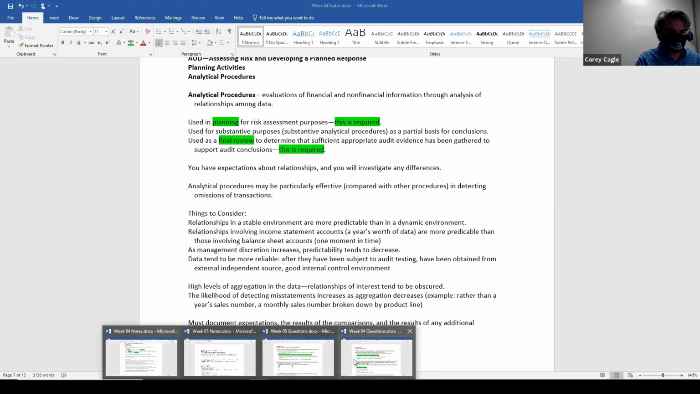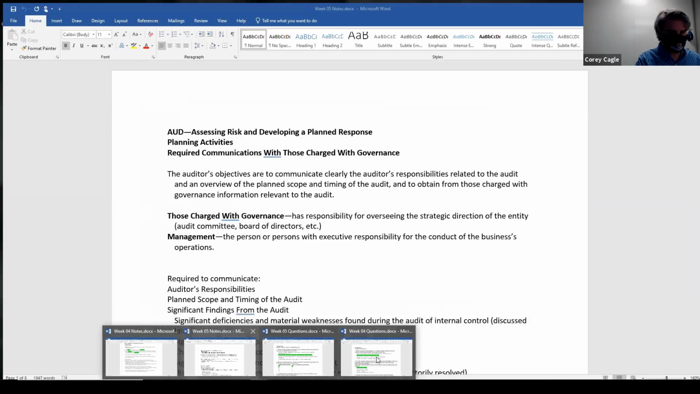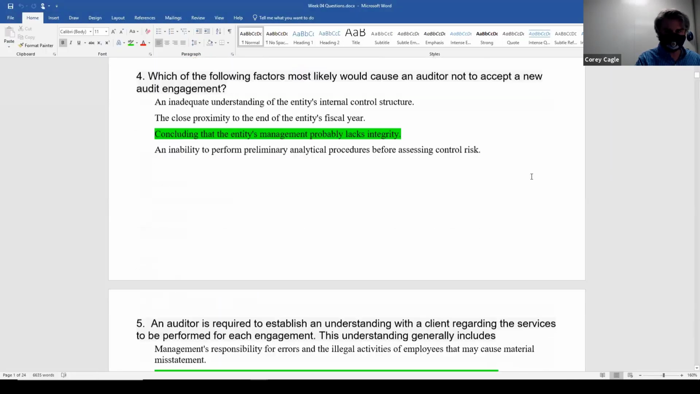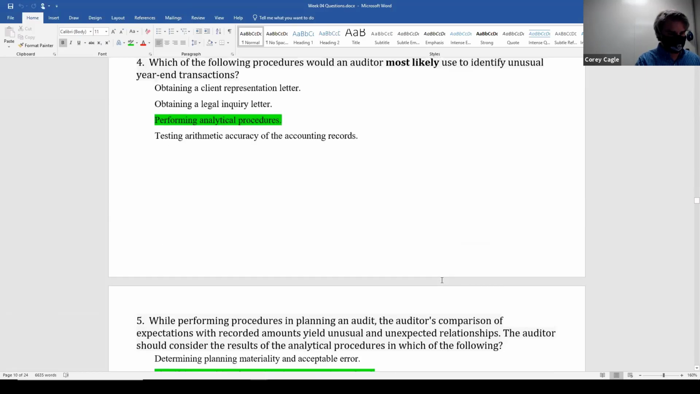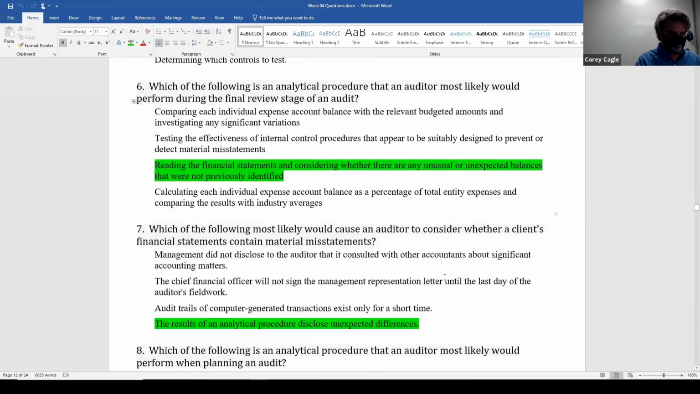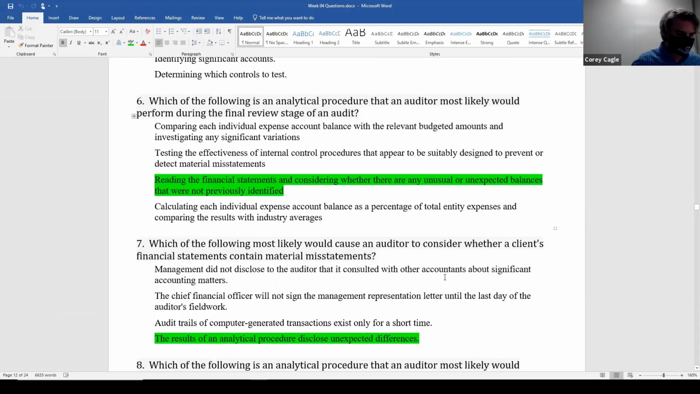They gave us way too many questions on analytical procedures. Some of these are pretty crappy. The first 5 of them are kind of junk. So let's get on into maybe some of the better ones. And all of them are fairly straightforward. Number 6 is where the good questions begin anyway.